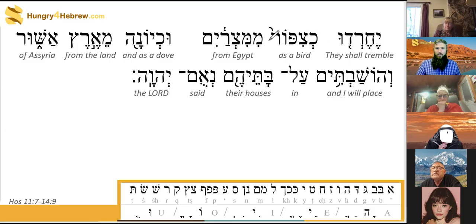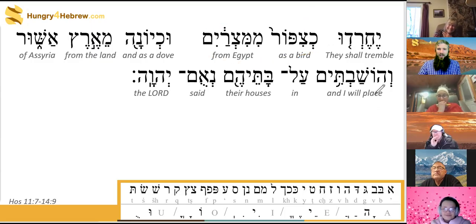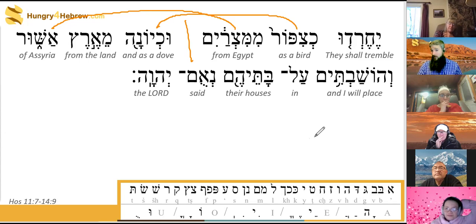Yecherdu chetzipor mimitzrayim. So I guess all the birds in Egypt, they're always trembling. All right, what's the parallelism here? We have tzipor and Yonah, both birds. Mitzrayim and Eretz Ashur, both foreign lands or possibly enemy lands. And then the verb is supplied once, but applies to both of them.